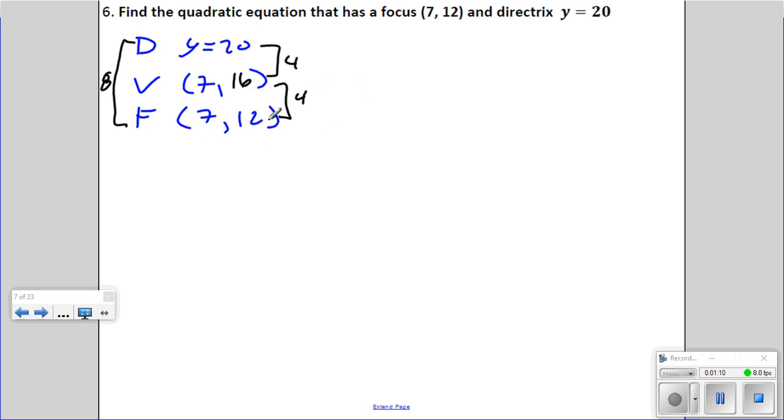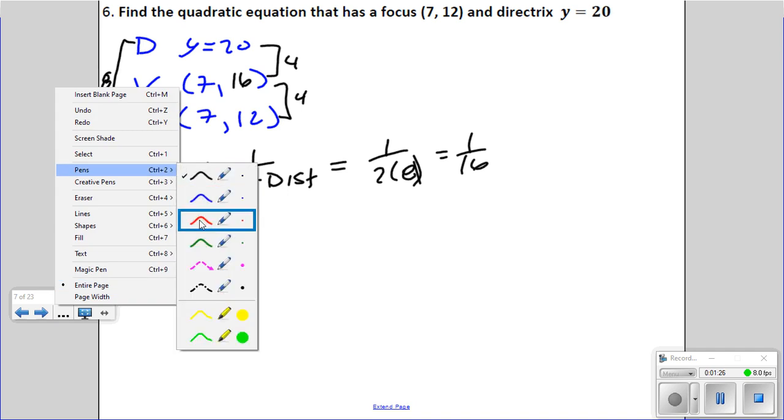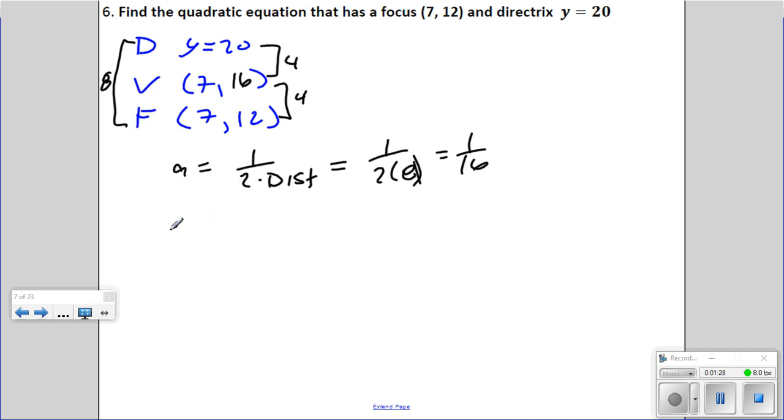So I now have my vertex, and I can find A, again using 1 over 2 times the distance. So it's 1 over 2 times 8, which is 1 over 16. Now when I write the equation, the parabola is facing down, so that means A is negative. So y equals negative 1 over 16 (x minus 7) squared plus 16.